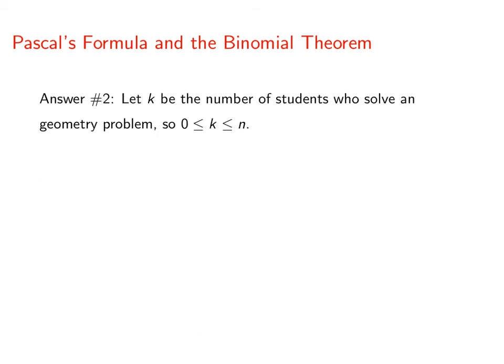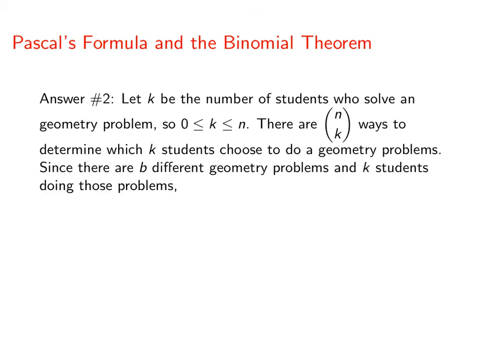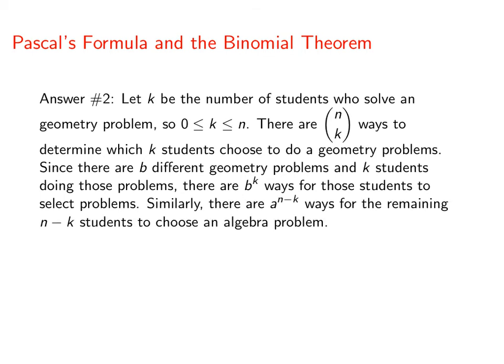Now in our second answer, let k be the number of students who decide to solve a geometry problem, and so k could range anywhere from 0 to n. There are n choose k ways to determine which k students decide to do a geometry problem. There are b different geometry problems and k different students doing those problems. That means there are b^k ways for those students to select problems. And similarly, there are a^(n-k) ways for the remaining students to choose an algebra problem.